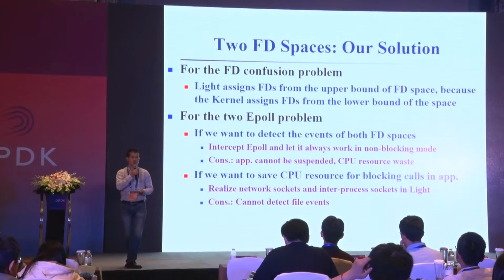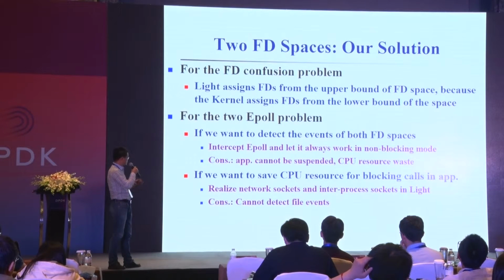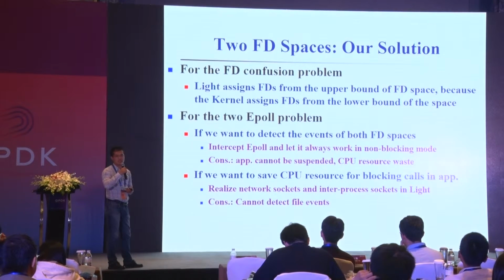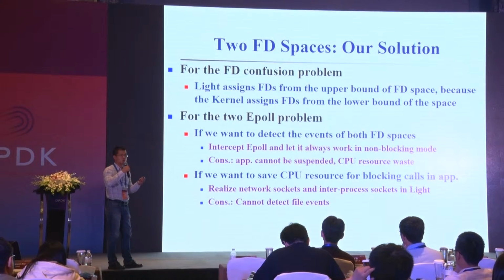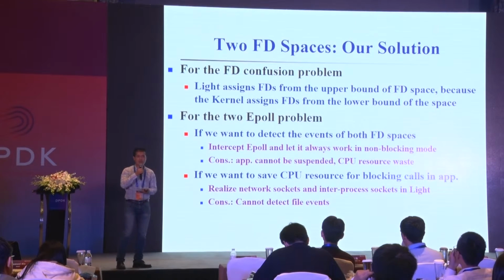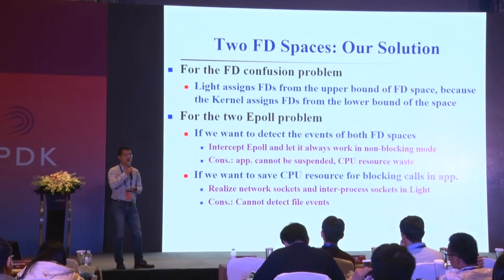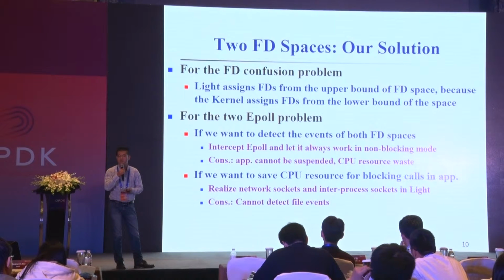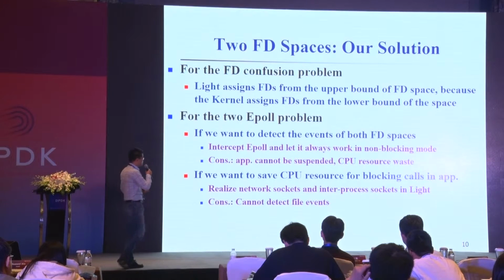The second confusion is to realize epoll. For epoll, it needs to supervise the events. It can be network socket events and can be file events. If we use kernel and NAC to provide it separately, then there will be two epolls. For two epolls to work at the same time logistically, it is not manageable.